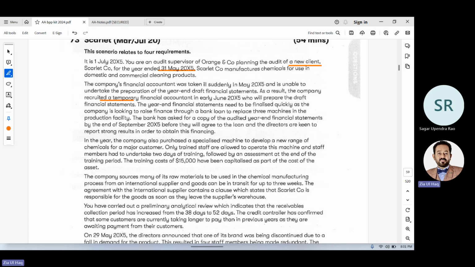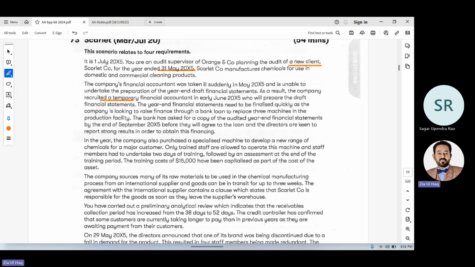Bank asked for a copy of the audited year-end financial statements by the end of September 20x5 before they will agree to the loan, and the directors are keen to report strong results in order to obtain this financing. This means there are some conditions.